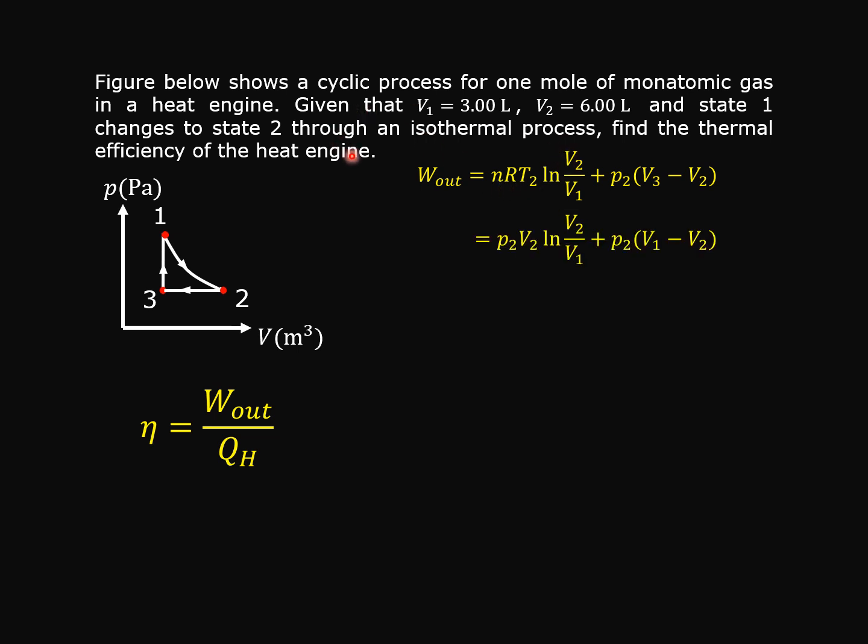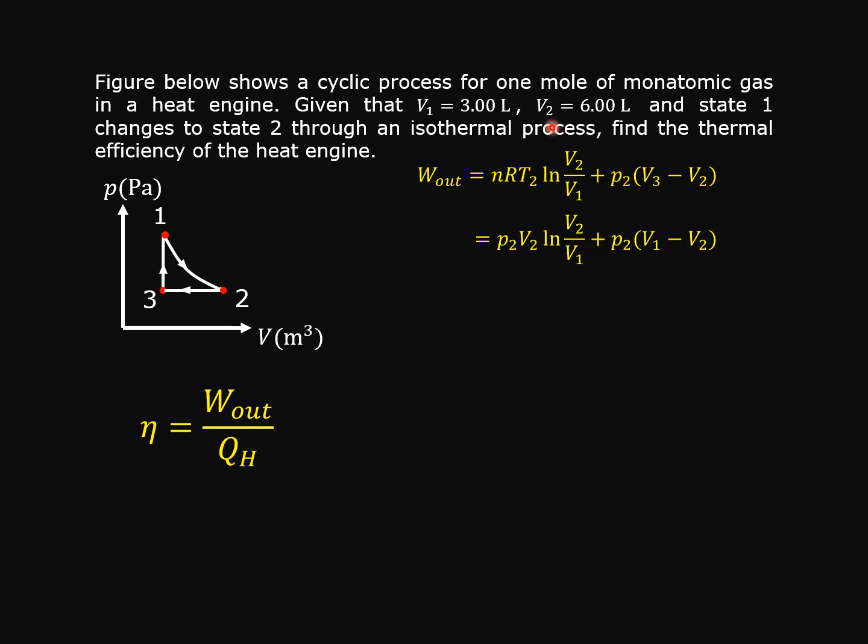In the questions, the value of the temperature T2 is not given. That is why we now try to avoid T2, and what we do is change this nRT2 into P2V2 based on the ideal gas law, or the equation of state. Of course, the value of P2 is also not given in the questions. But please note that if we change this to P2, and this one also P2, later we can factorize. So we hope that later we can cancel out the P2 when it is divided by the QH.